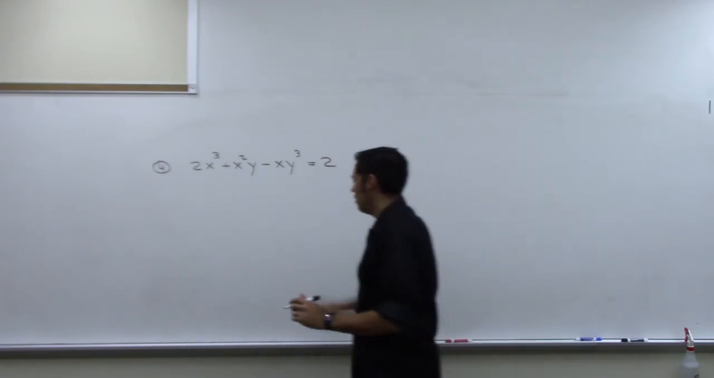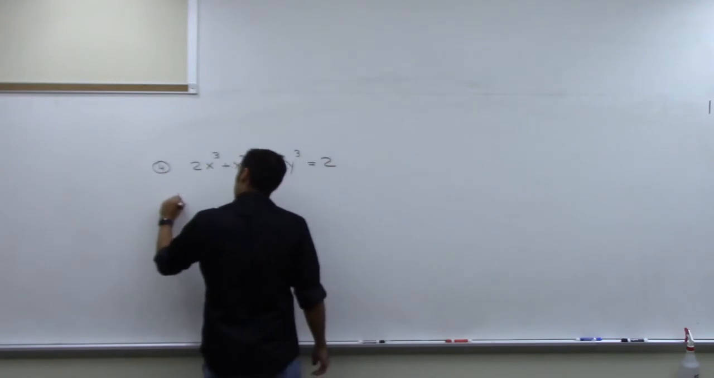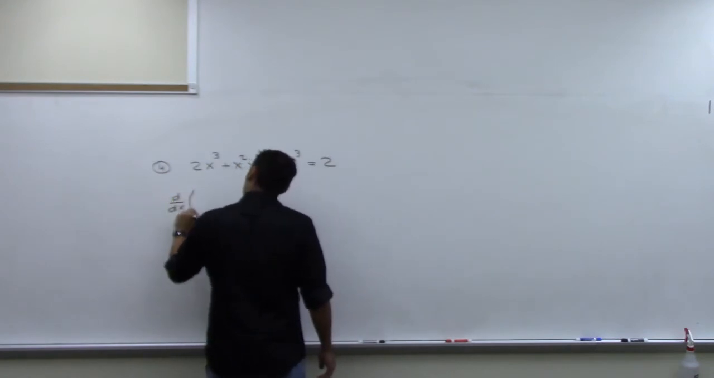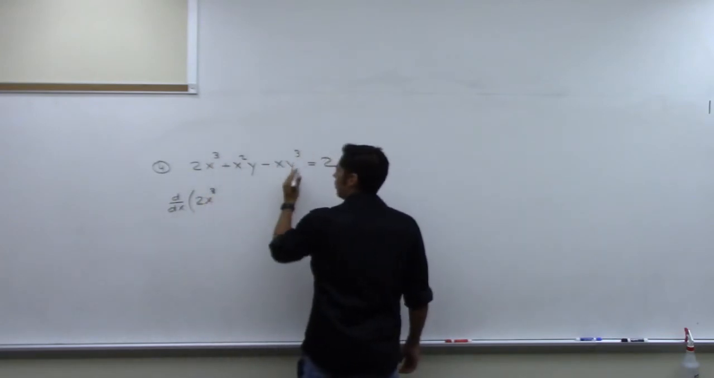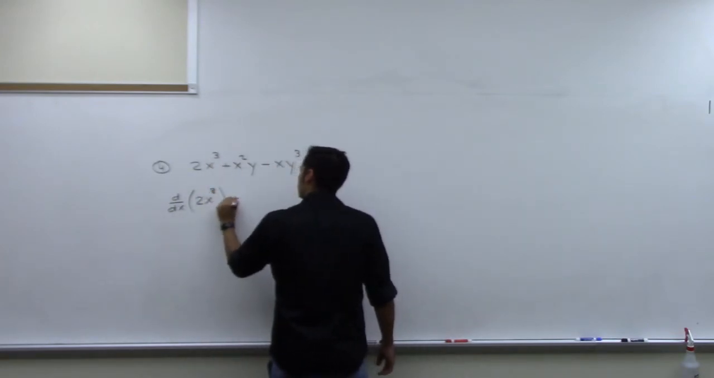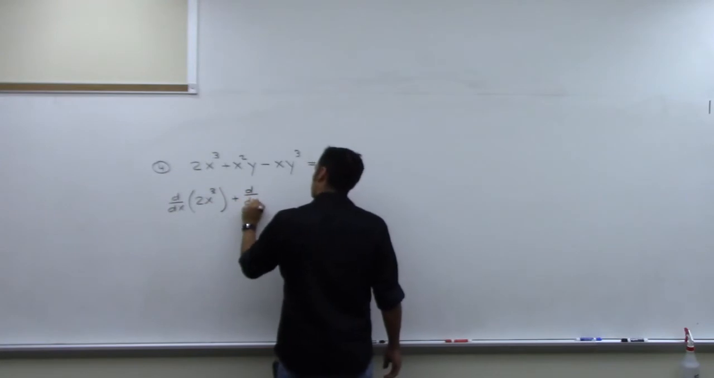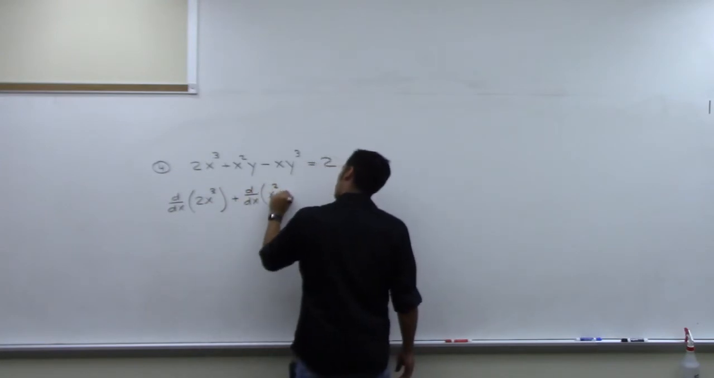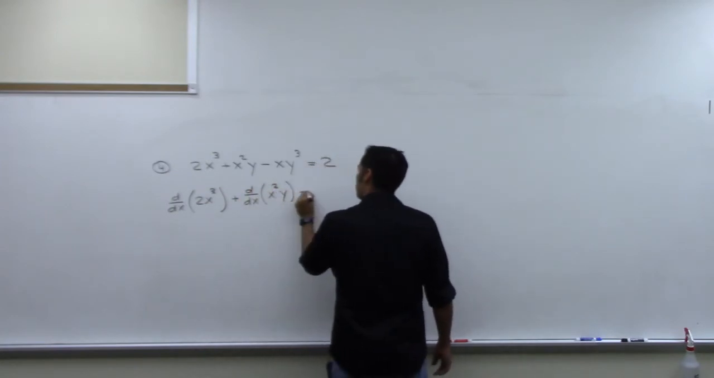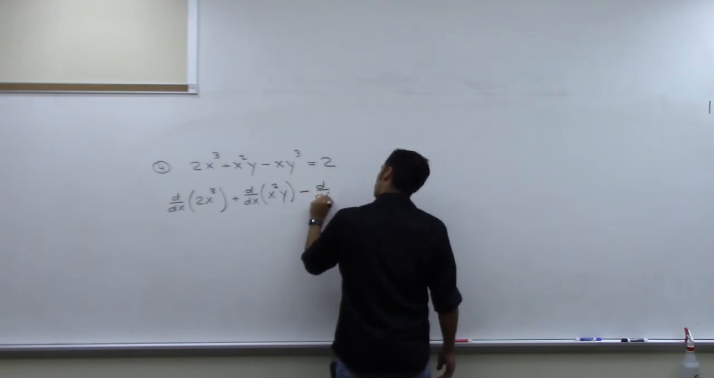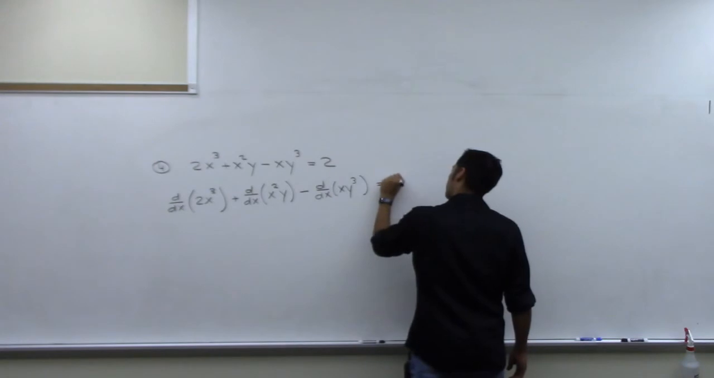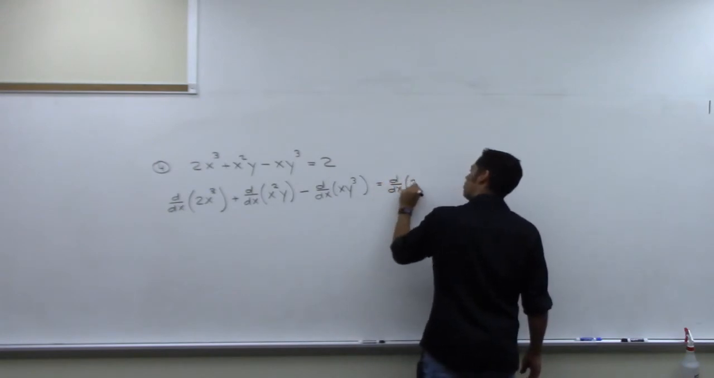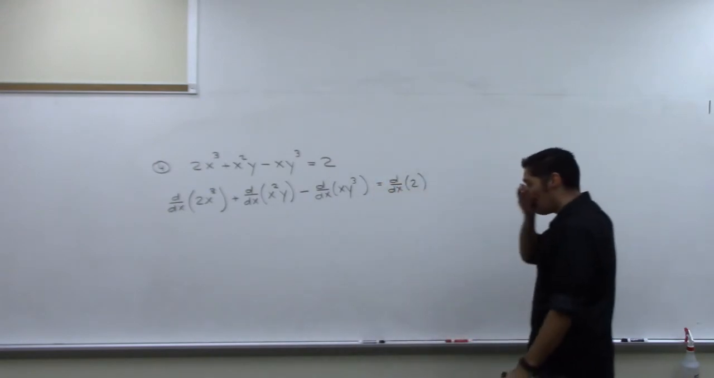So I'm going to take the derivative on both sides with respect to x of 2x cubed. Now there's 1, 2, 3 terms, so I'm going to do this a little faster. I'm actually going to write it out, split it up now, like that. And then I'll put minus the derivative with respect to x of xy cubed, then equals the derivative with respect to x of 2, which we know is going to be 0.